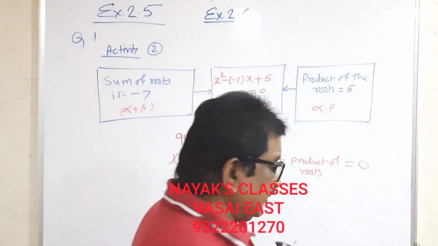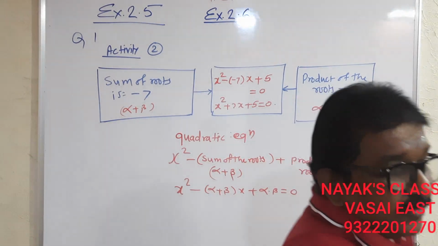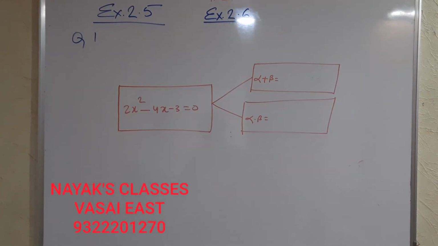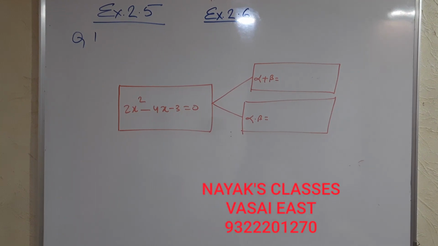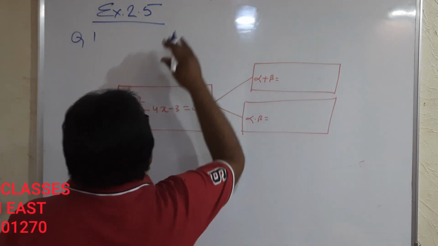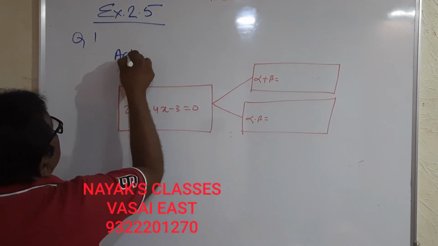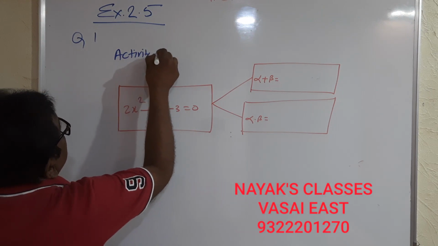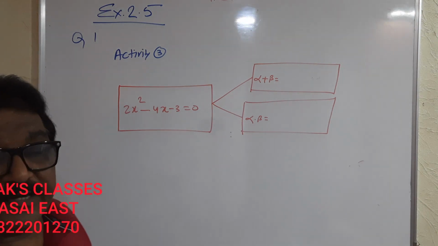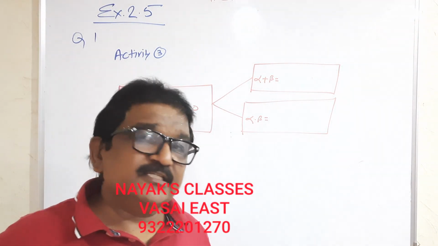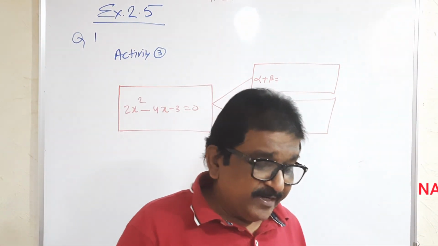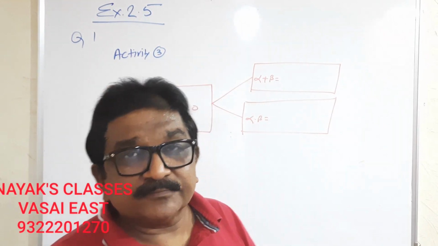Now we are going for activity 3. So this is activity 3 of exercise 2.5. Question number 1, activity 3. They have given an equation 2x square minus 4x minus 3 is equal to 0, and they have asked us the values of alpha plus beta and alpha into beta.